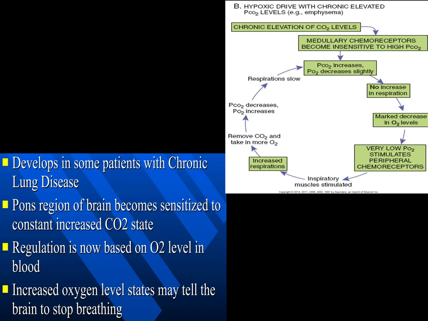The very low oxygen will stimulate the peripheral chemoreceptors, and that will stimulate inspiration for these clients. The increase in respirations will remove the carbon dioxide and help them take in more oxygen. But then that increase in oxygen will slow the respirations, and then the PCO2 will start to increase again, and PO2 will start to decrease.